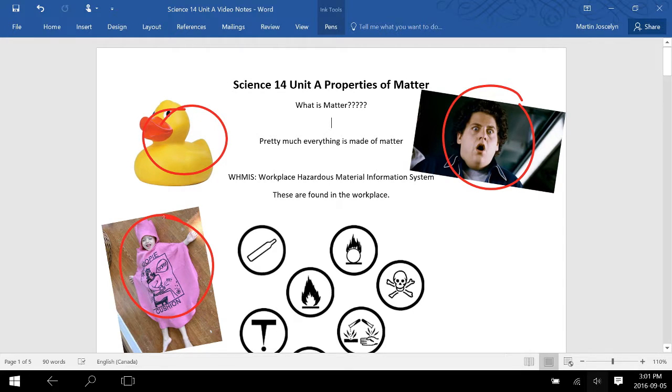So when we're talking about matter, we also have to talk about WHMIS. And this is a way that we can label matter. WHMIS means Workplace Hazardous Material Information System. These symbols are found in your workplace. We have this first one right here, and that's compressed gas.